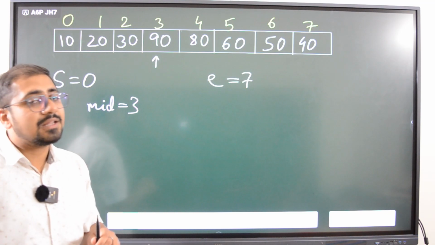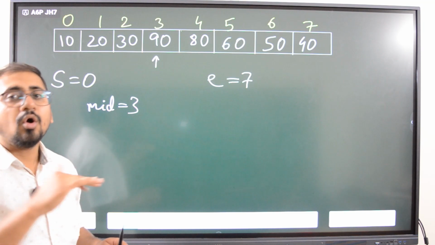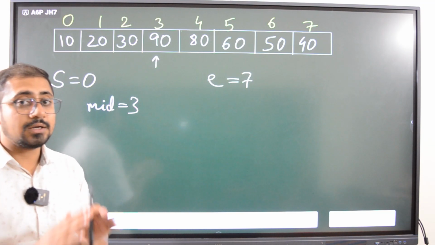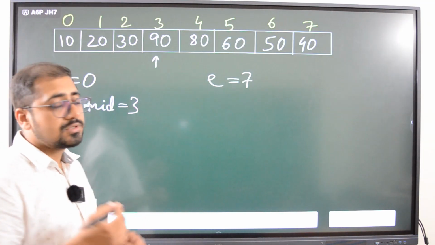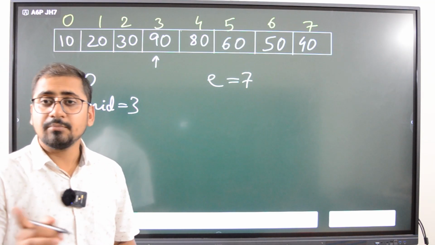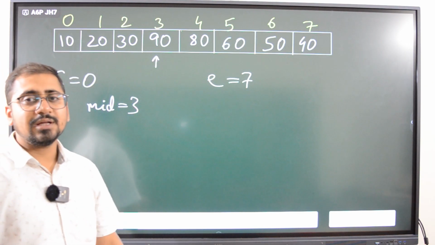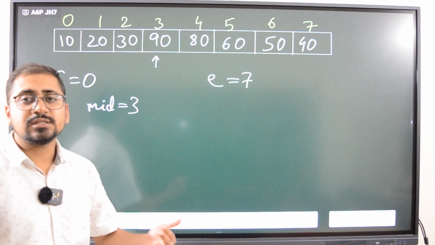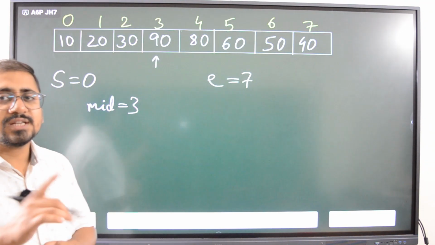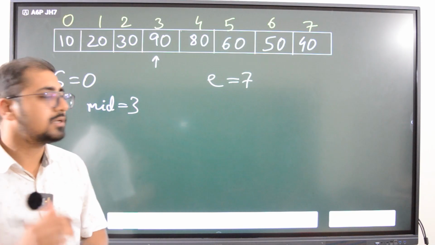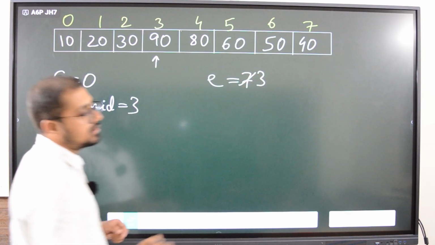Now, if 90 is greater than the next element, then there are two possibilities. Either we are at the peak or we are on the right slope. But it is not clear where we are. So in this case, we have to change the end as mid, not mid minus 1. Because if we change it as mid minus 1, then 30 will be the end right now. But what if 90 is the peak index? We don't know right now, right? So here start is going to change as mid plus 1, but end will change only as mid this time. So our new end changes here to 3.